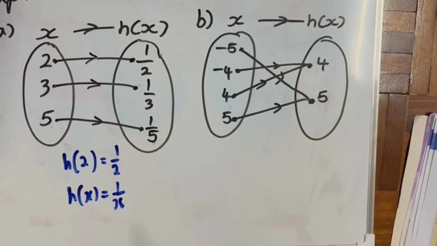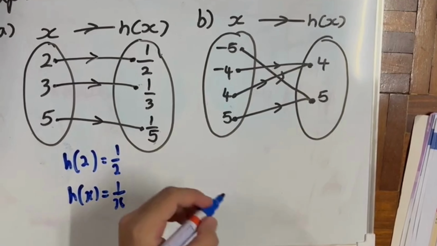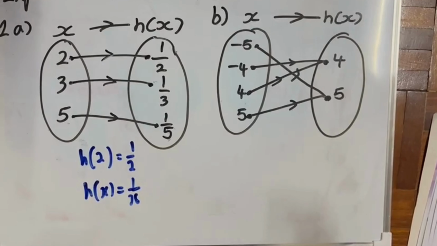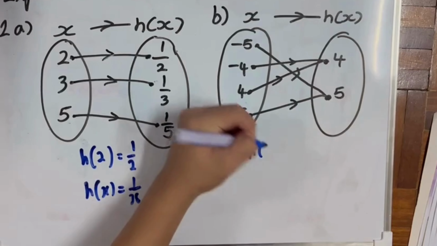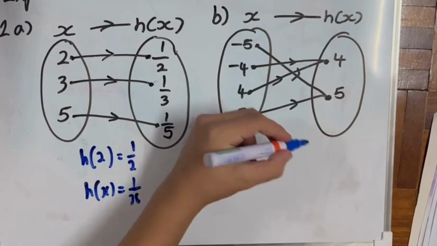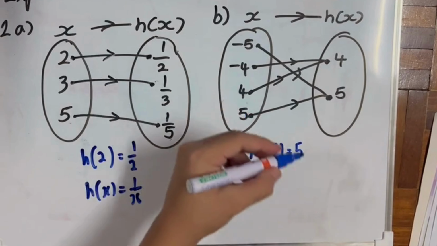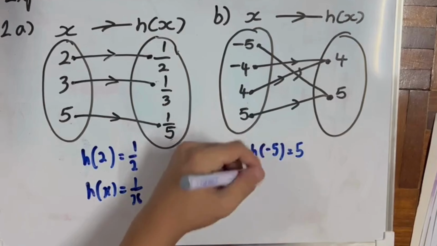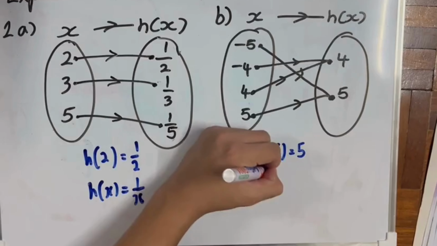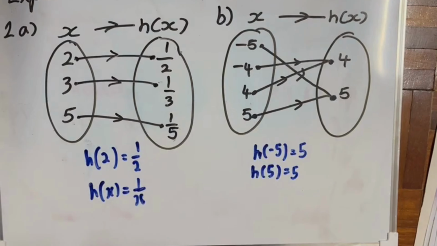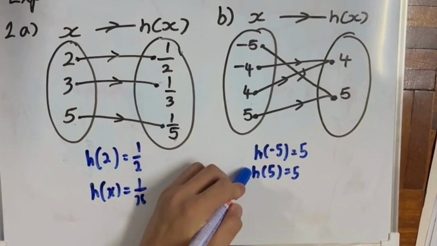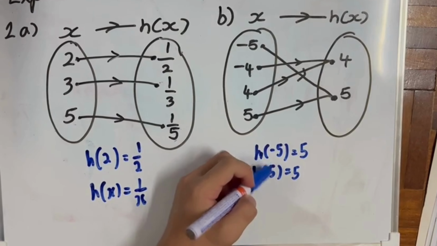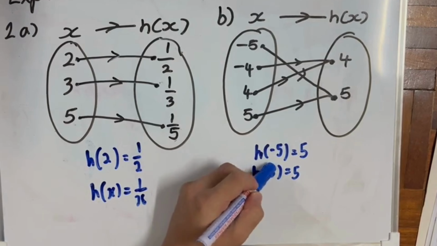Now, for the next one, 2b. Here, we are also required to write out the function equation first. Now, h(-5) equals 5. We will look at the image that has two objects, so we're going to write both down. For these two, both the images are the same, but the objects are a positive value and a negative value.